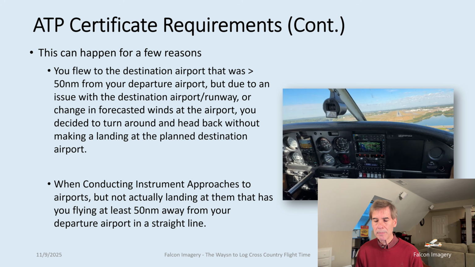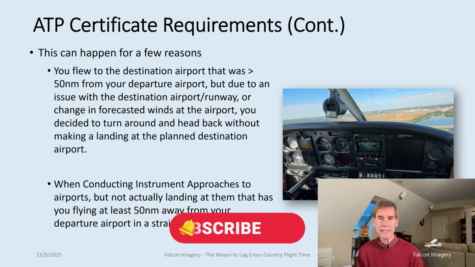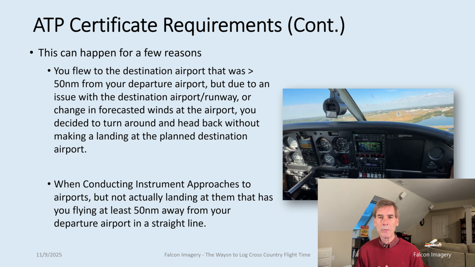Similarly, when conducting instrument approaches to airports but not actually landing at them, that has you flying at least 50 nautical miles away from your departure airport in a straight line, you can count those for cross-country flight time hours qualifying for Part 121. As a CFII, I run into this situation quite frequently where we'll go to an airport that may be 50 nautical miles or much further than that, and we'll shoot some instrument approaches but not land at that airport. And I know that we've gone more than 50 nautical miles away from Laconia Airport, which I'm departing out of. We can, or at least myself, can log that time for Part 121 qualifying cross-country flight time.